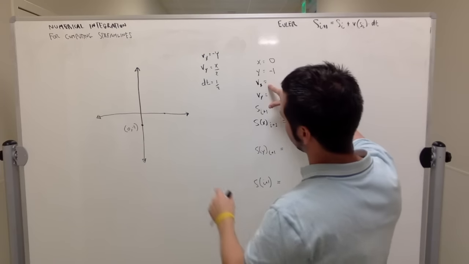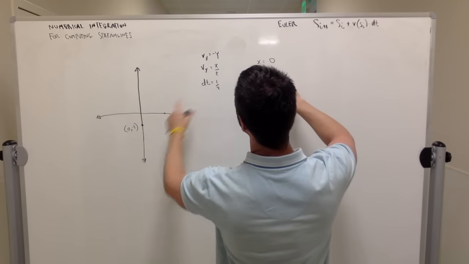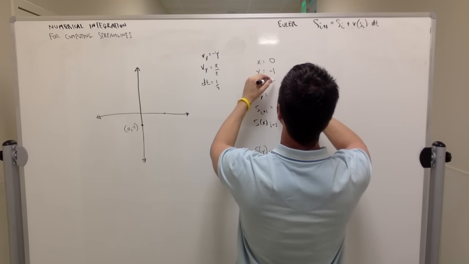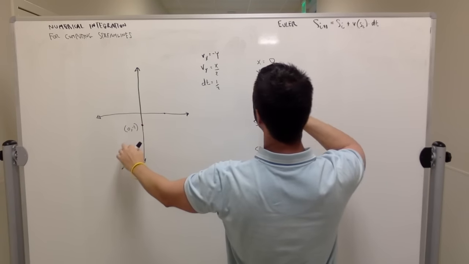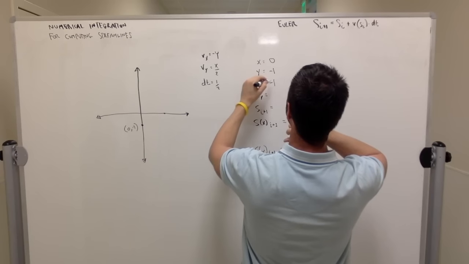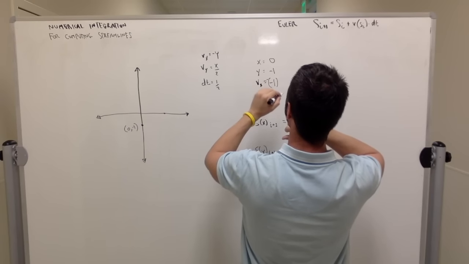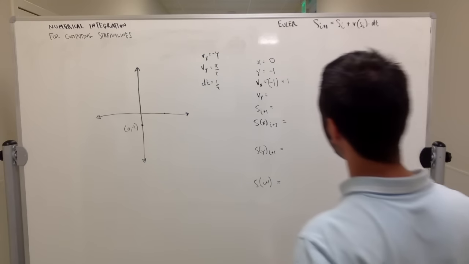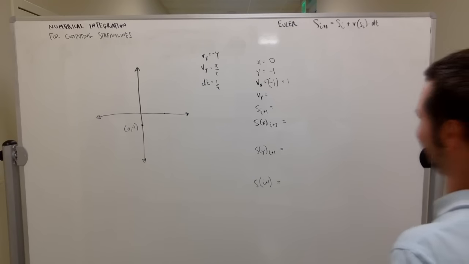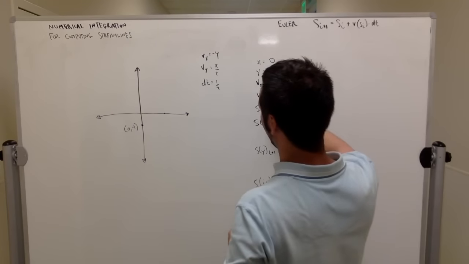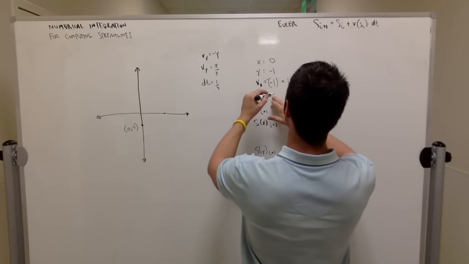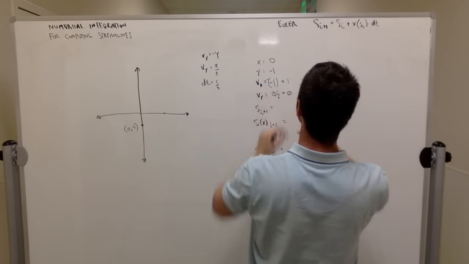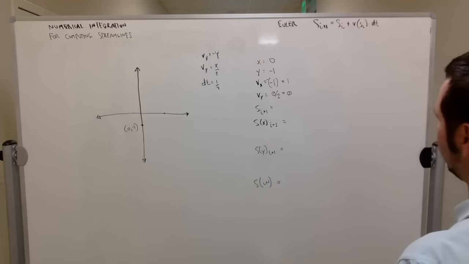So Vx at this point is minus y, and y is minus 1. So it's minus minus 1, which is 1. I didn't write that very clearly. Vy is x over 2. What is x? x is 0, so 0 over 2 equals 0. So Vx, Vy is (1, 0).